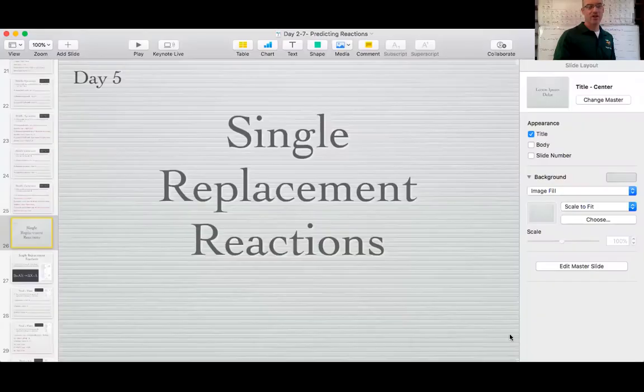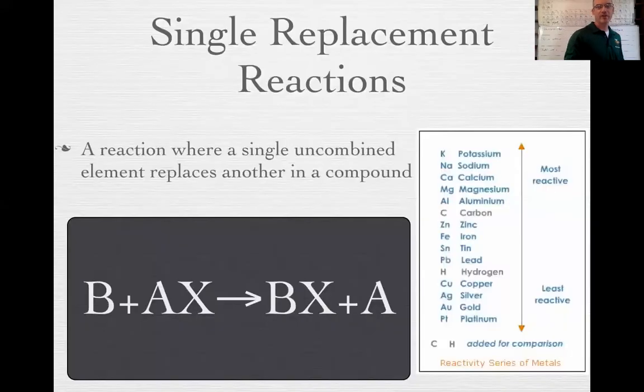So let's take a look at these examples here. Like I said, with single replacement reactions, really what you have is an uncombined element coming in and taking the place of another. In order for it to do that, it has to have a higher reactivity to take its place. That way it will combine in the reaction and kick the other chemical element, whatever it is, out.